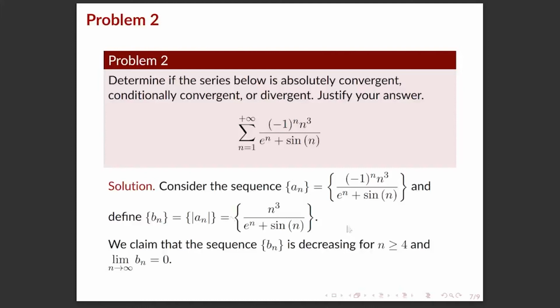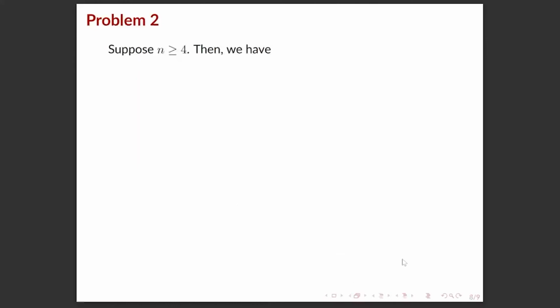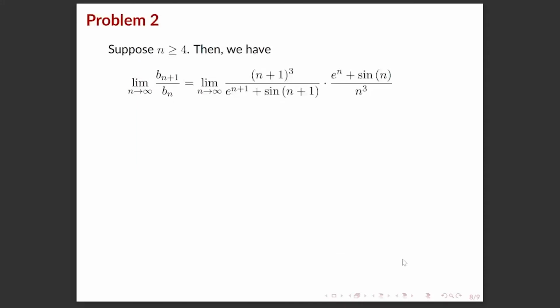So these are the two conditions that we have to satisfy for the alternating series test. We claim that the sequence b sub n is decreasing for n greater than or equal to 4, and the limit of b sub n as n approaches infinity is equal to 0. So now we suppose our n is greater than or equal to 4. Then we would have the limit of b sub n plus 1 over b sub n as n approaches positive infinity. And we just substitute as usual.